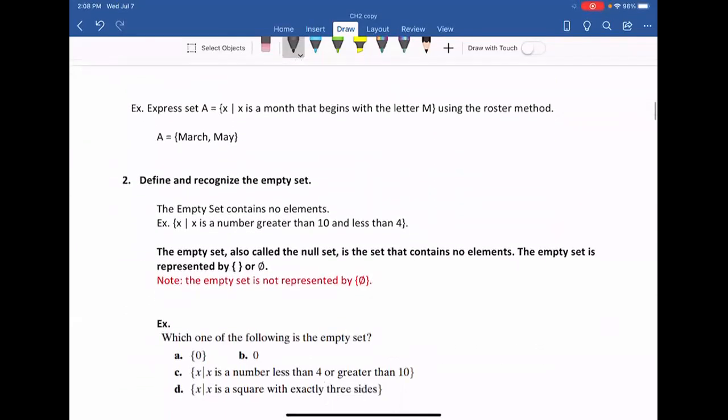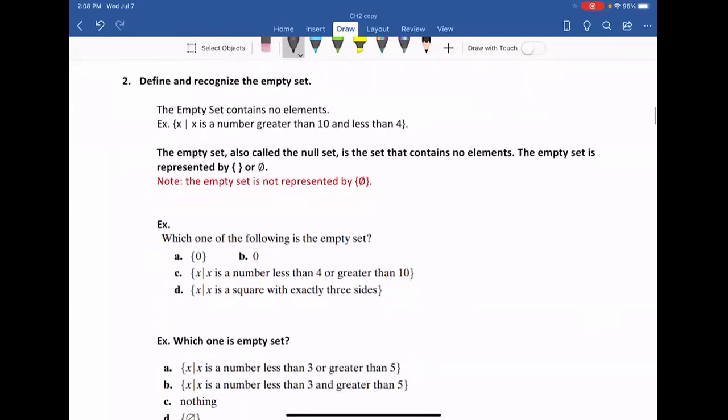Okay, let's continue to the next example. This example expresses set A. This is the set builder notation. Set A is all the elements x such that x is a month that begins with the letter M. Using the roster method, we list all the months which begin with the letter M, which are March and May. We may have this kind of question in the assignment and the exam.